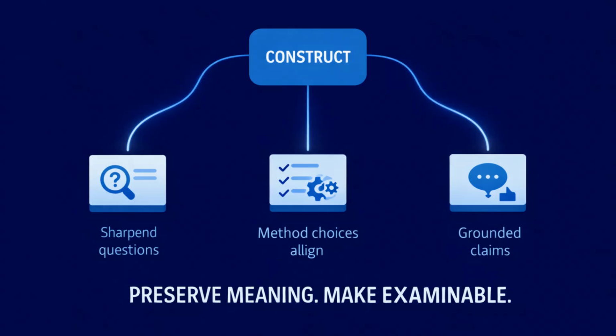When this step is done well, everything downstream becomes easier. Research questions sharpen. Methods choices make sense. Claims stay grounded. Going from constructs to variables is not about reducing meaning. It is about preserving meaning, while making it examinable.